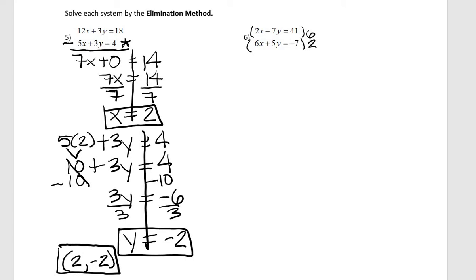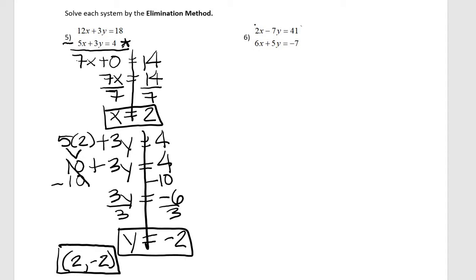Or I could have multiplied the top equation by 7, or sorry, the top equation by 5 because of this 5 right here, and the bottom equation by 7. That would help me eliminate the y values. But there's an even easier way than that. So that method will work, and if you do it that way, you'll get the same answer. But one thing I notice is that 2x goes into 6x.